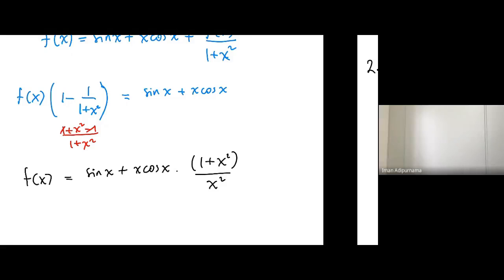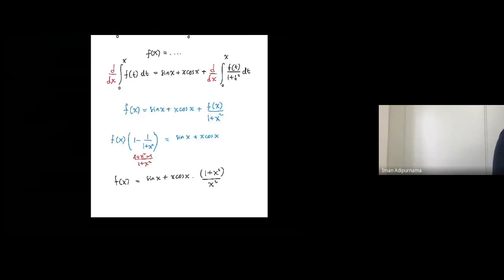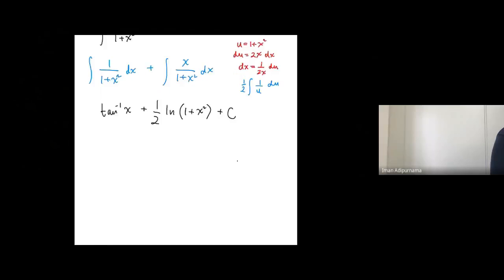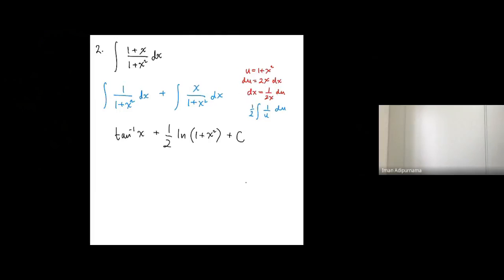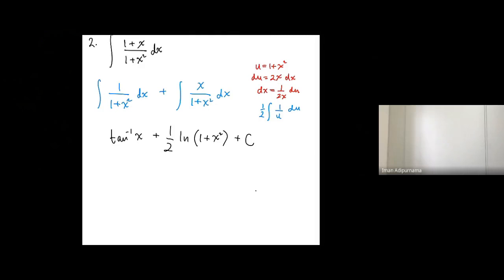Okay. And then the other one, it's short. What you need to do is separate them. This becomes tangent inverse. This becomes, using u-substitution, half ln of 1 plus x squared plus a constant.